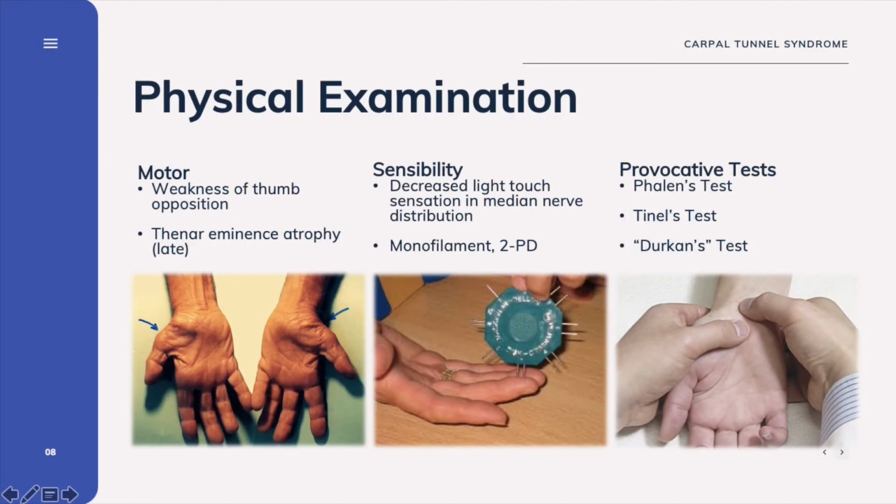On physical examination, motor function can be assessed by any weakness of thenar musculature, including thumb opposition or power pinch. Late carpal tunnel syndrome will present with thenar eminence atrophy. Sensibility can be superficially examined by light touch in the median nerve distribution using a 10-point scale to monitor progress. Threshold testing can be done using Semmes-Weinstein monofilament. Innervation density can be done using 2-point discrimination. Provocative tests include Phalen's, Tinel's, and Durkan's test seen in the image.